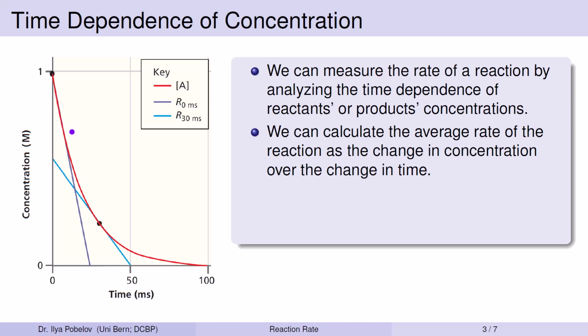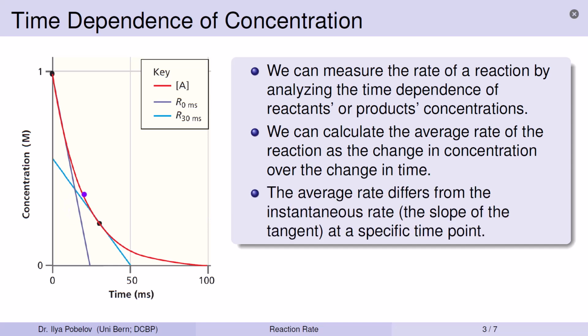If we know the concentration of reactant A at the start and after 30 milliseconds, we can calculate the average rate of the reaction as the change in concentration over the change in time. However, this average rate differs from the instantaneous rate, which is determined by the slope of the tangent to the concentration time curve at a specific time point.